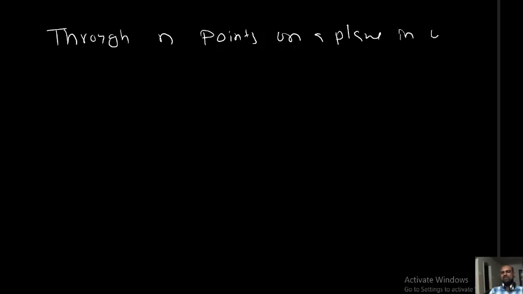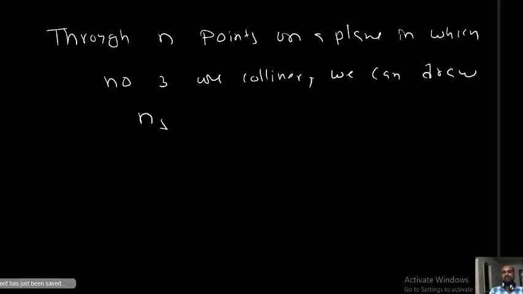Okay, through n points on a plane, no 3 are collinear, we can draw nC3 triangles. Okay, this is one type of question.